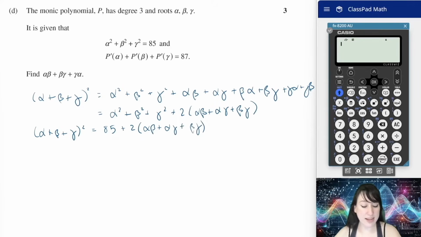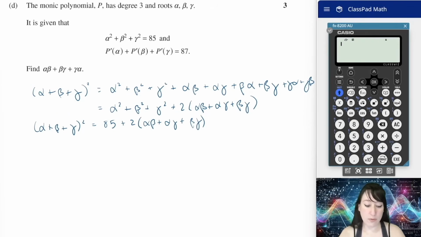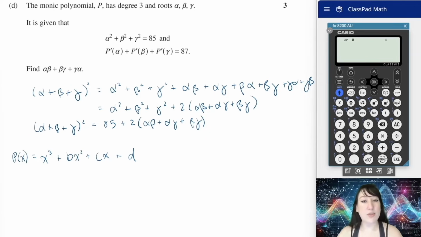And if we can find the sum of alpha, beta, and gamma, we'll be able to solve for the expression that we're looking for. Now, what can we do with the knowledge about the derivative of polynomial p? Well, we know polynomial p is monic, so we can say that it's something of the form x cubed plus a coefficient times x squared, a coefficient times x, and a constant. Let's consider its derivative.